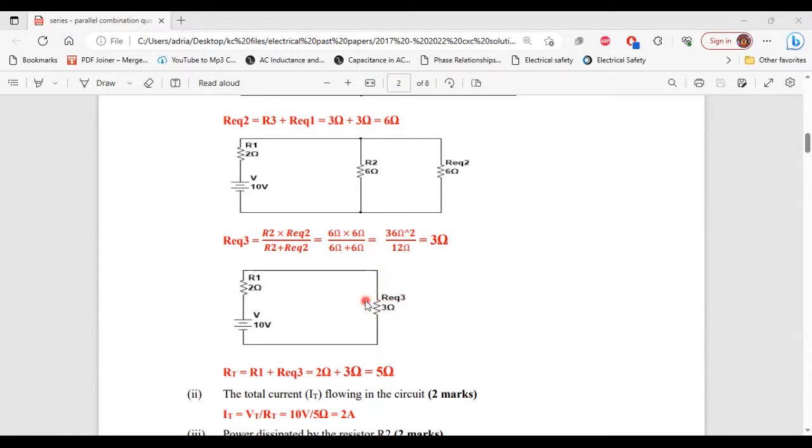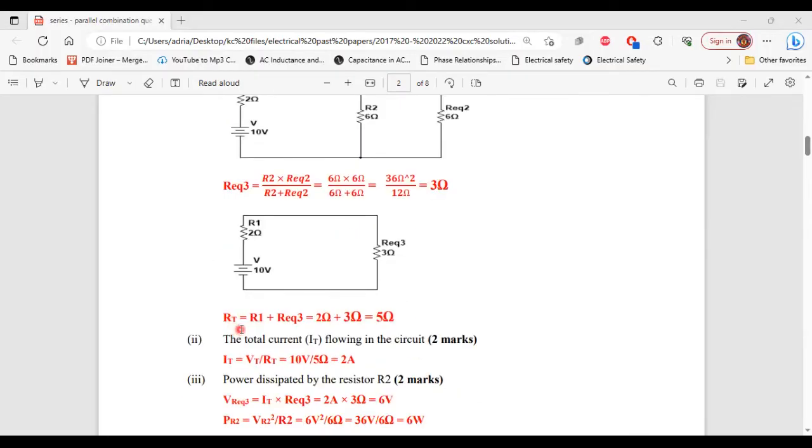All right, so now we can go ahead and calculate the total resistance. So RT is equal to R1 plus Req3. That will give us 2 ohm plus 3 ohm, equal to 5 ohm. And that's RT. And that's it for part 1 of E. So let's move on to part 2 now.